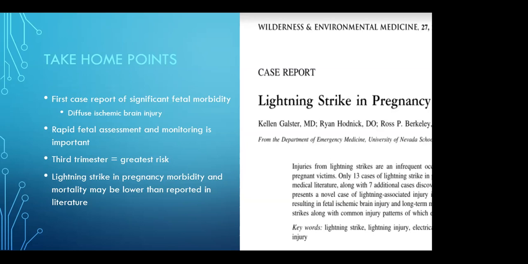We know that the third trimester is greater risk. The authors of this article didn't really try to guess why, but like Julie said, it could be related to the fact that amniotic fluid is highly conductive. And then they talked about how, given that the data set is limited with this particular patient population, the true incidence of lightning-associated injuries in pregnancy is probably a lot higher than what's in the medical literature.